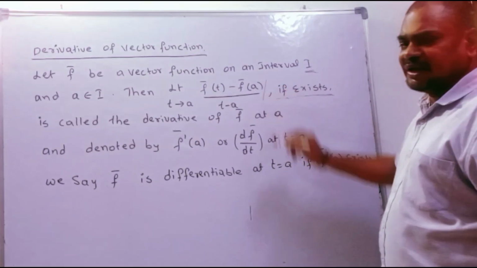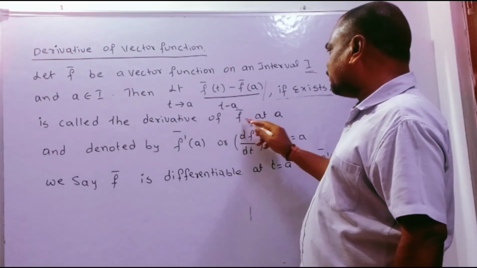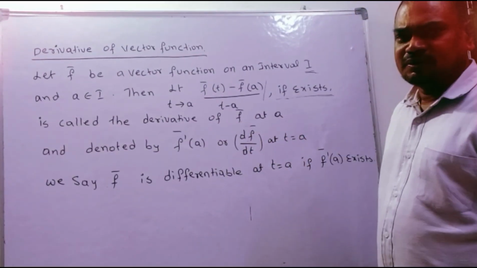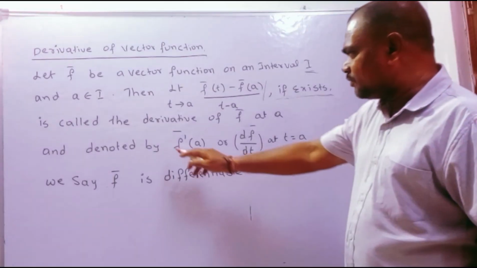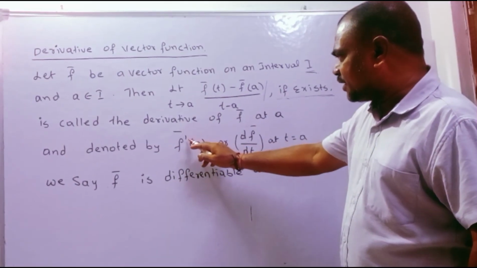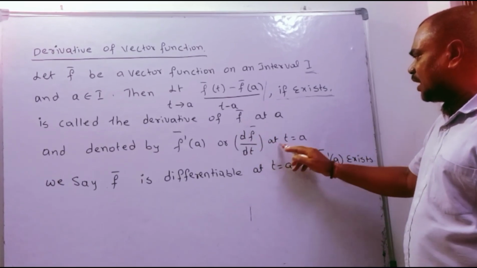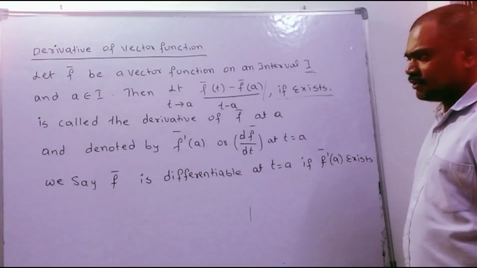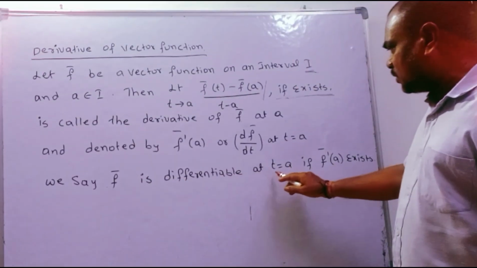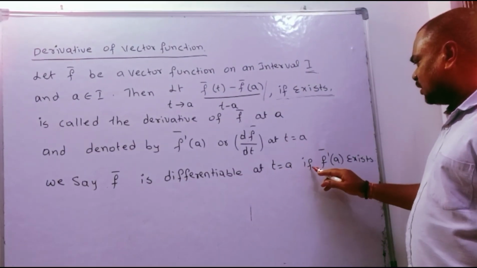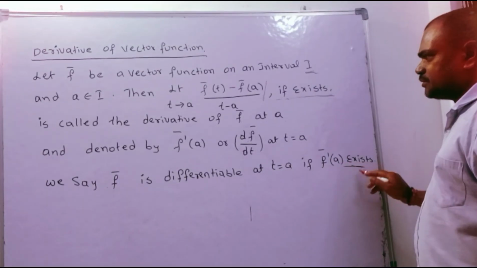this limit, if it exists, is called the derivative of F bar at a and denoted by F bar dash of a or dF bar by dt at t equal to a. We say F bar is differentiable at t equal to a if F bar dash of a exists.